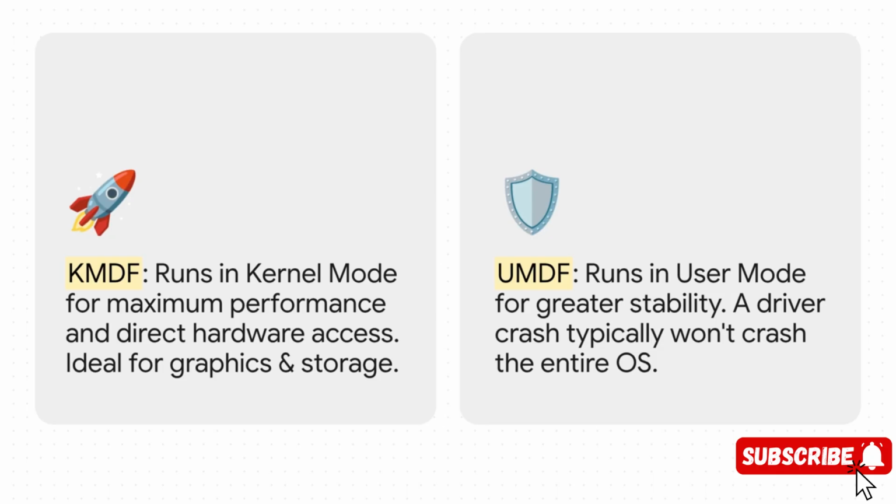Now, WDF actually comes in 2 main flavors, and this really shows a core trade-off in how systems are designed. First, you've got the Kernel Mode Driver Framework, or KMDF. This runs deep inside the OS kernel, right at ring 0, for absolute maximum performance. It's essential for stuff like your graphics card.